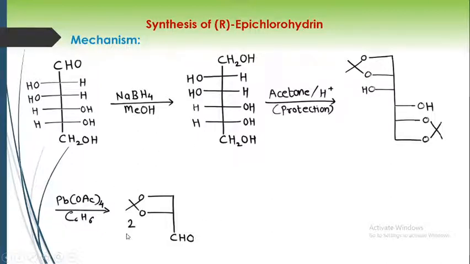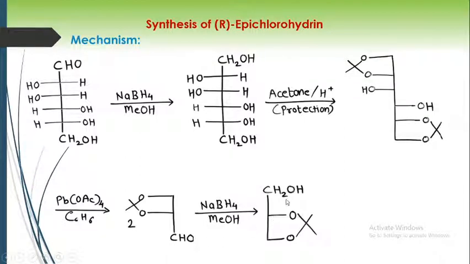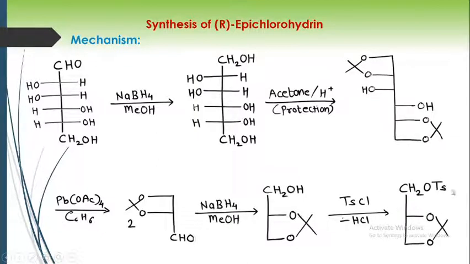We get two molecules of this aldehyde. Then it is again reacted with NaBH4, and this aldehyde is converted into this alcohol. After reacting with tosyl chloride, it is activated, and here the OH group is replaced with the OTs group.